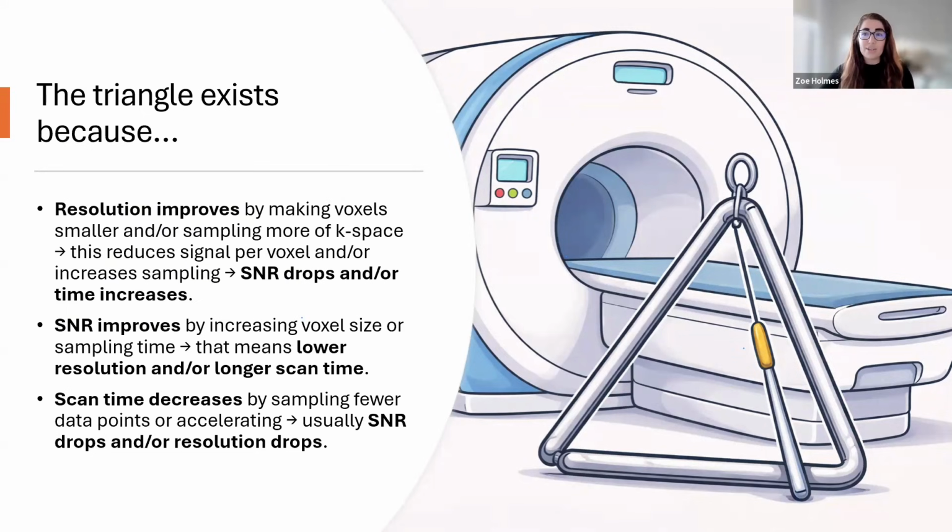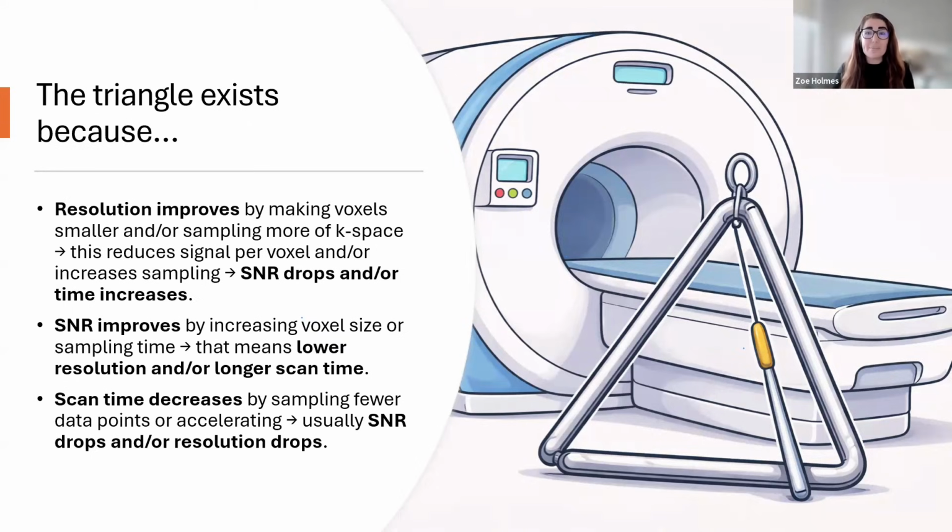Signal to noise ratio is essentially a ratio. How much coherent signal did we measure relative to the random noise? You increase your coherent signal per voxel by using larger voxels or by collecting longer and averaging. Noise doesn't average down linearly. It averages down with the square root of time because noise is random. So time helps, but it helps slowly.